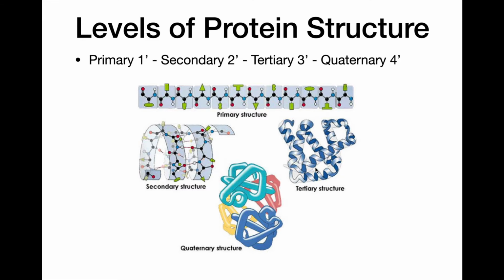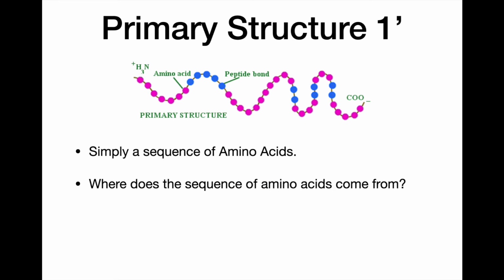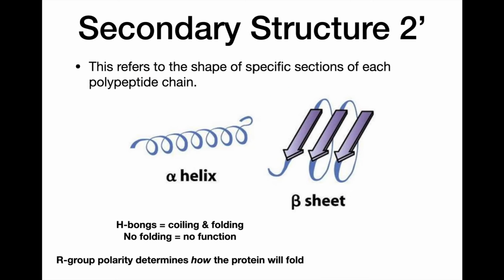That's your tertiary structure. And then if you take many different tertiary structures and put them together, you get a quaternary structure, which is what we see right here, with four different proteins put together, four different tertiary structures put together to get one big quaternary structure. So primary structure is simply a sequence of amino acids. So where does the sequence of amino acids come from? Well, the coding for it ultimately comes from the DNA. The central dogma of biology is DNA to RNA to protein.